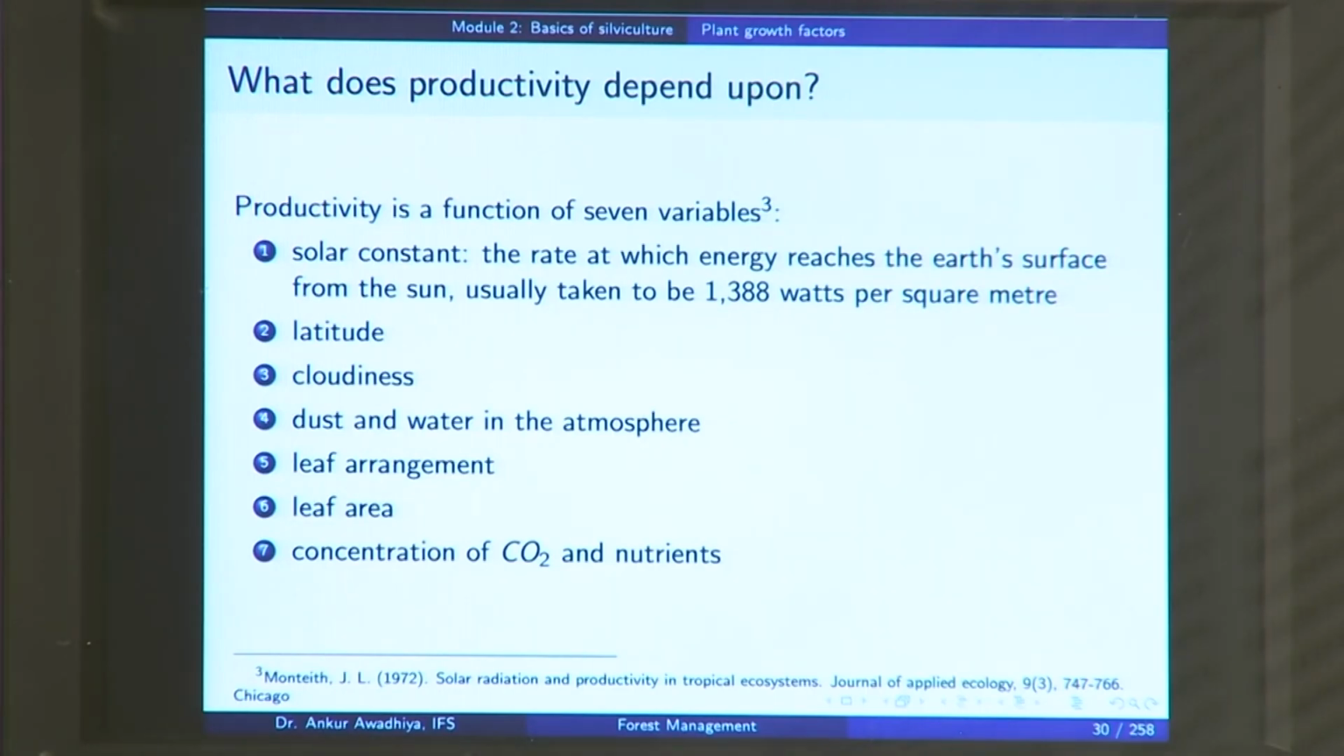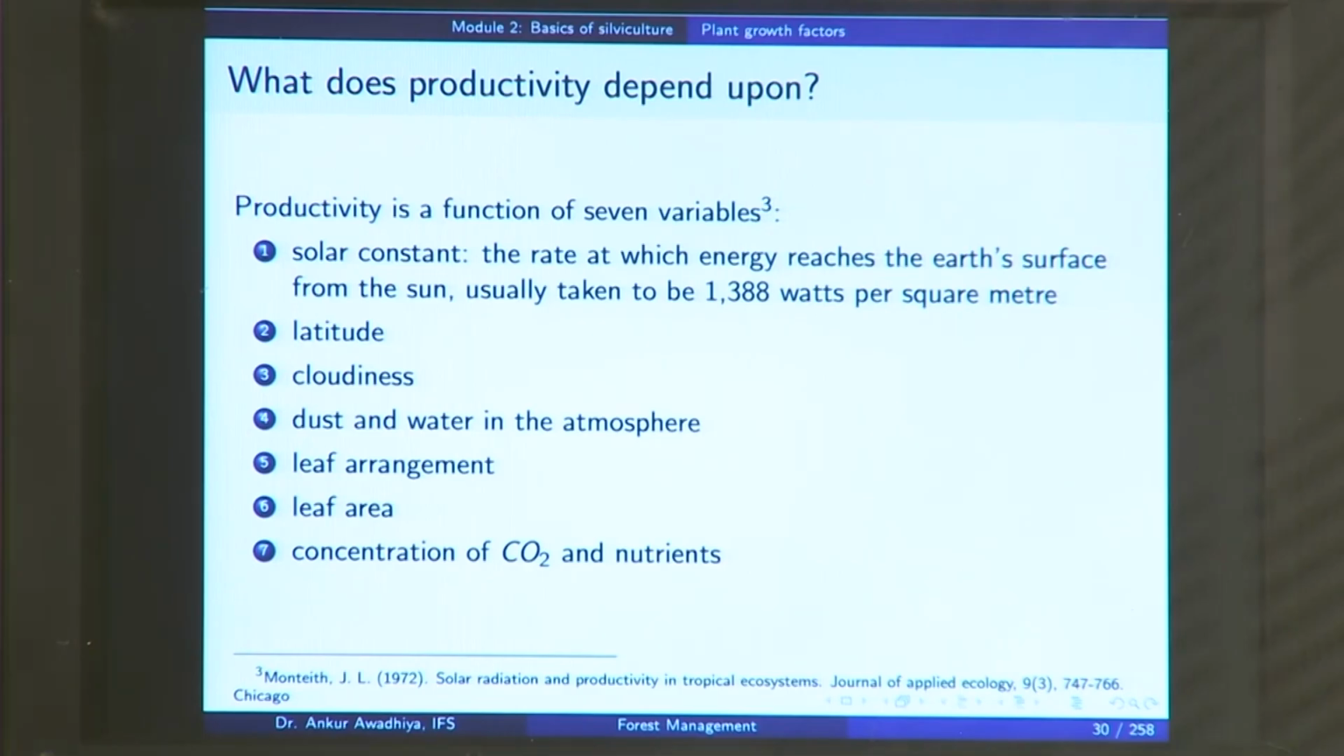However, the actual amount of light that will be received at any particular location will depend on the latitude of that location. If a location is near the equator, the sun rays are falling directly overhead in that region, and so more energy will be made available. Whereas, if we move towards the poles, then the light will be incident at a very oblique angle, and so the amount of energy available to the plants will be less. So, productivity also depends upon the latitude of the area.